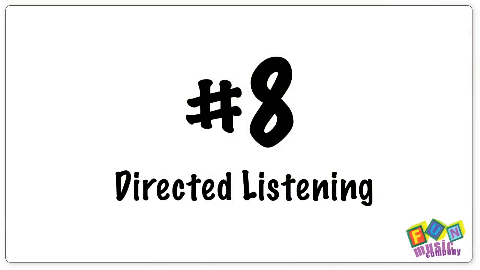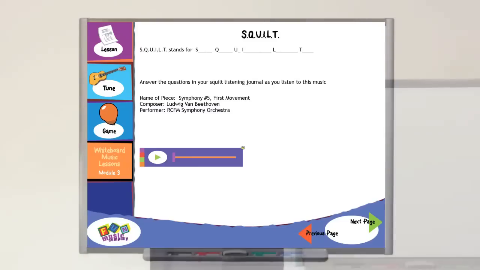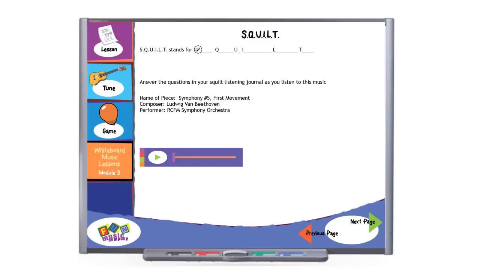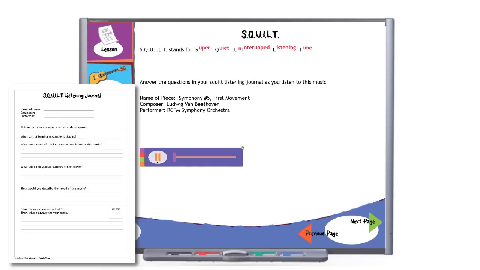In our programs we have listening time, which is called SQUILT. Now SQUILT stands for Super Quiet, Uninterrupted Listening Time, and it's an activity where students are asked to sit quietly and listen analytically to a range of music. Now while they're listening or afterwards, they should fill in their SQUILT listening journal, which just has a few questions about the music that they've heard. There are no right or wrong answers, and some of the questions are quite subjective.